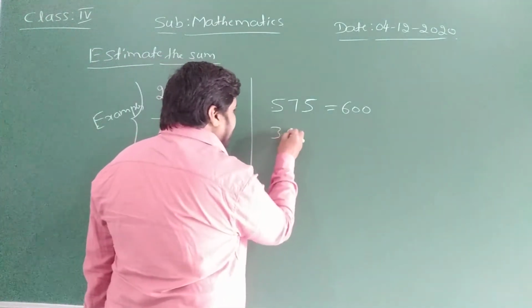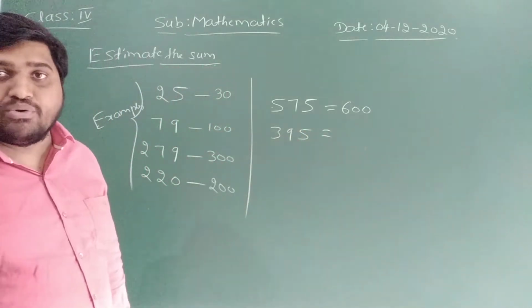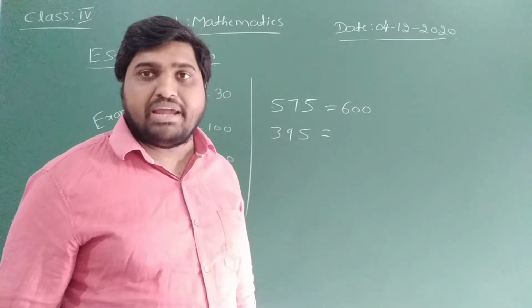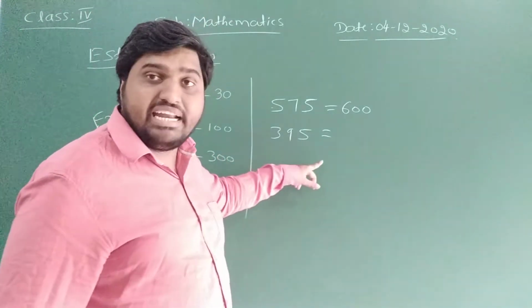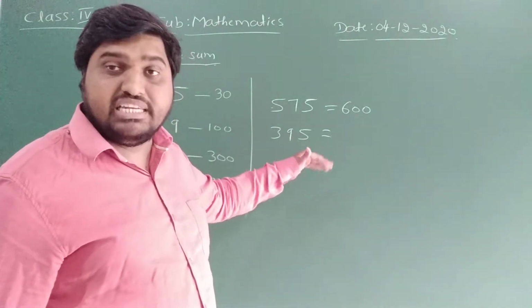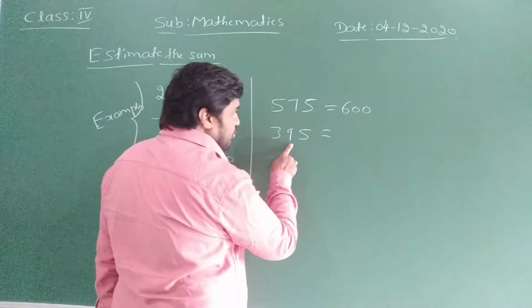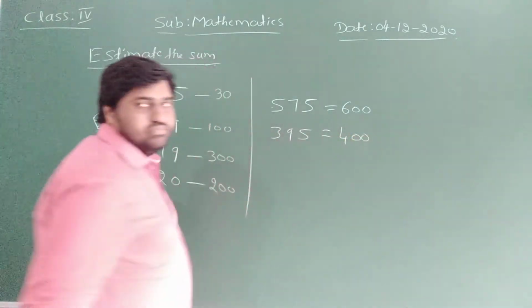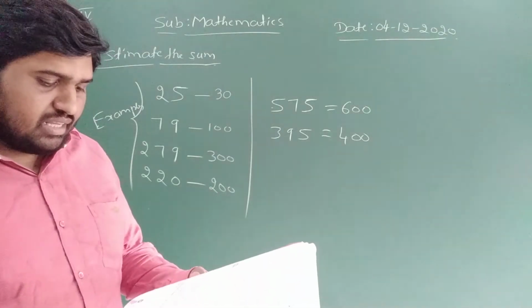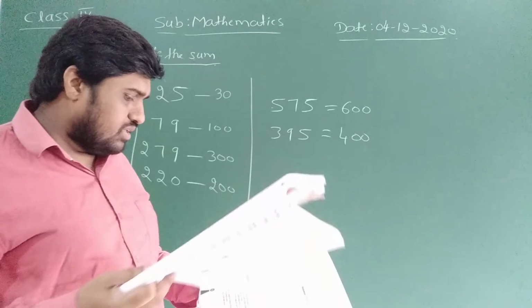Similarly, 395. Tell me children how to round off. 395 is estimate. How to estimate? We have to estimate to the nearest 100. 395 is near to 400. Therefore, we have to round off or estimate 395 as 400. Got it? Okay, now I am going to take a few more examples.